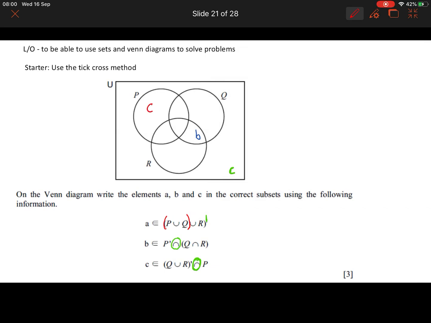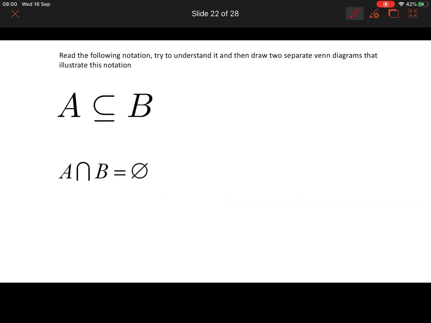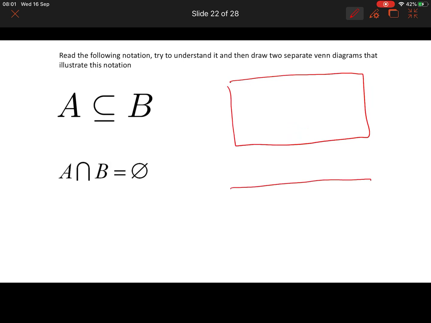Okay, hope that makes sense. Of course, let me know if you've got any problems with that. Okay, I now want you to try and draw 2 separate Venn diagrams that illustrate this set notation. If you don't know what any of this set notation means, you probably need to look back at last week's videos. Basically what I want is 2 Venn diagrams with 2 circles in each to show these 2 situations. Stop the video and have a go at it yourself, and then if you can't figure out what it means, run the video and have a look.